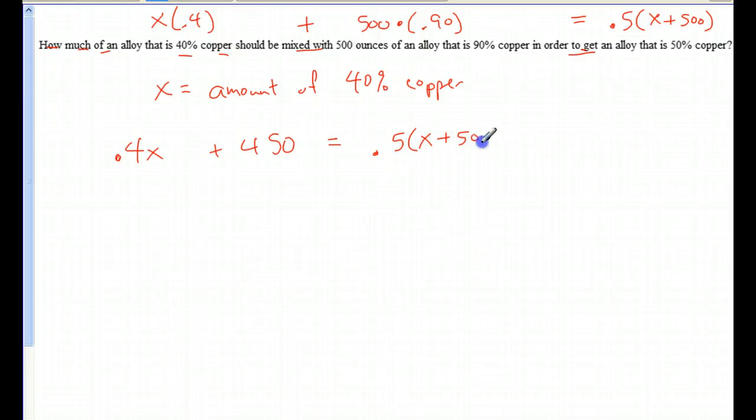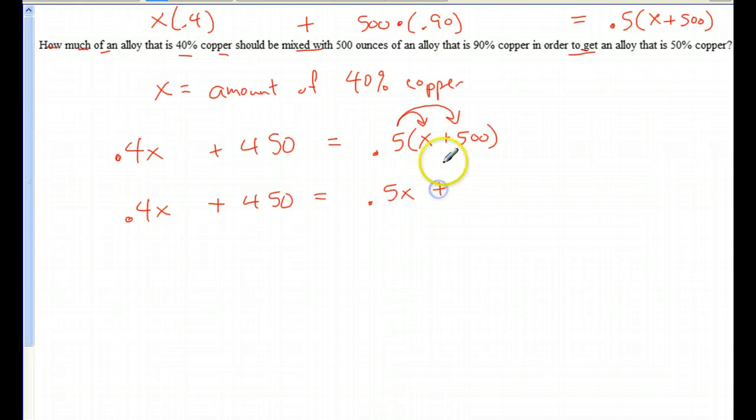Now, once you've got it set up, this is just exactly like what we've been doing. We're no longer concerned with the fact that it's a word problem for the next little bit. We're just doing the algebra that we've been doing the last couple of days. So 0.4x plus 450 equals, distribute, I get 0.5x plus 0.5 times 500 is 250.